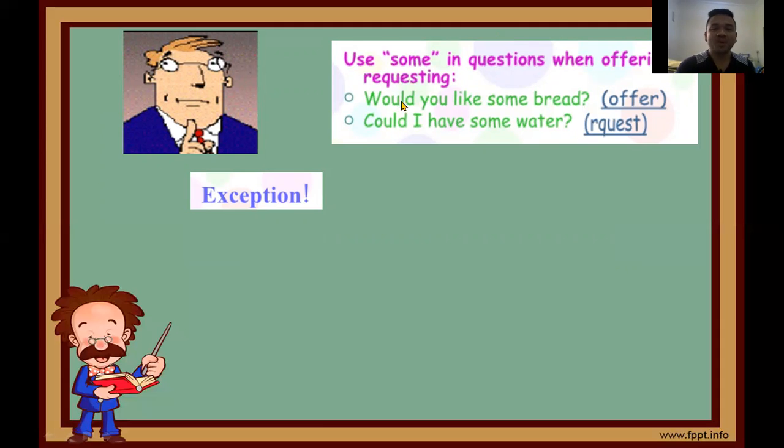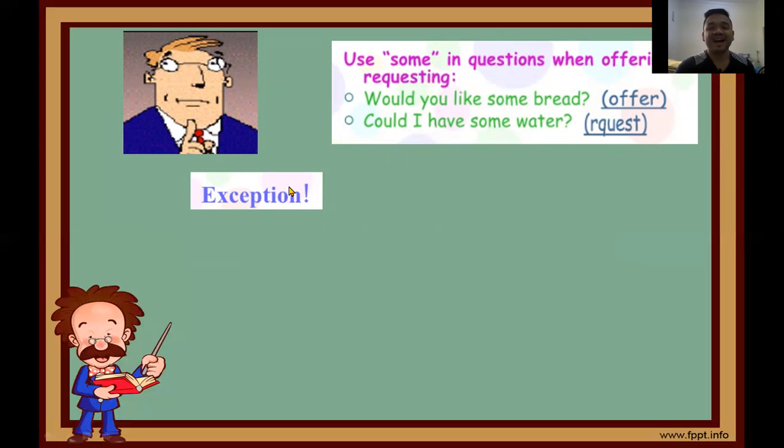Say, for example, would you like some bread? This is an offer. In this case, we're going to use some. And the next one is, could I have some water? This is like a request. So can I have some water? In these particular instances, we can use some. Can you give me your sentence using some in the form of a question or in the form of a request?